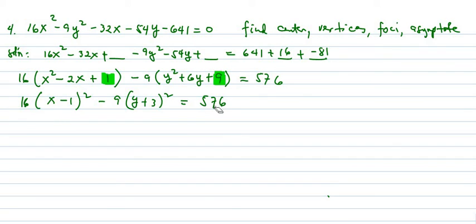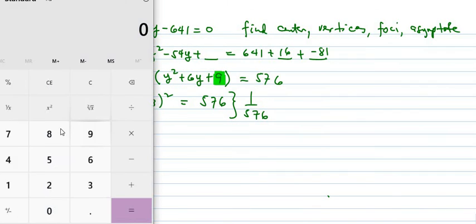Now, if we have here 576, our general equation must be equal to 1. So we need to multiply both sides by 1 over 576. When we multiply this one, we have (x minus 1) squared divided by 576 divided by 16. Using your calculator, 576 divided by 16 equals 36. So this is 36.